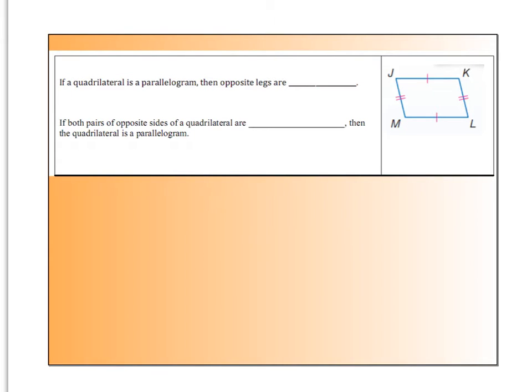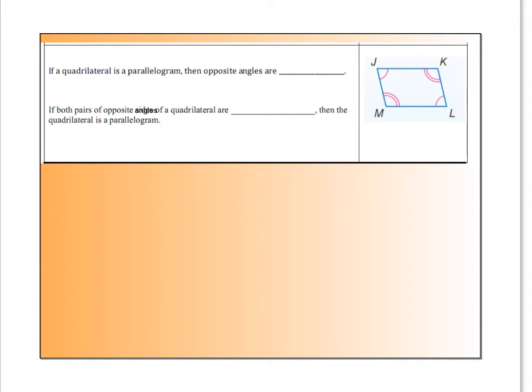Parallelograms have many properties. If a quadrilateral is a parallelogram, then opposite sides are congruent. So you can see over here on the right that opposite sides have tick marks on them that match: the single tick marks and the double tick marks. That is a sign that it is a parallelogram. So if you saw a shape like this, that's enough information to say, oh, it's a parallelogram. So if both pairs of opposite sides of a quadrilateral are congruent, then it's a parallelogram.